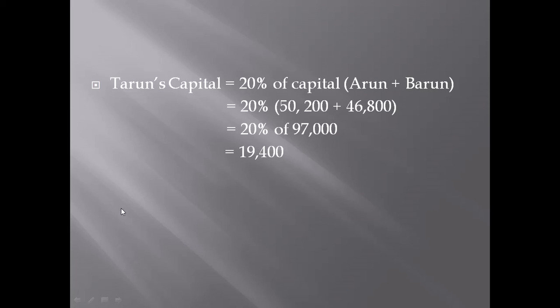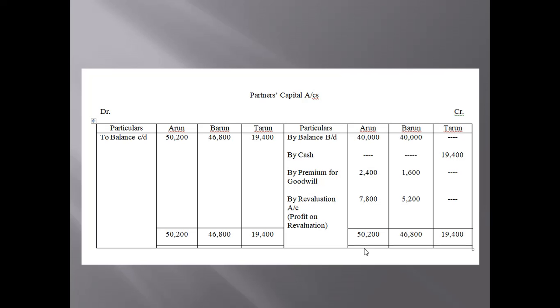You can even show this for the share of goodwill of Tarun also, 24,000 into 1 by 6 for the 4,000. You don't have to show it because it is already mentioned in the question. It is understood, but if you want to do it, you can. So I hope you have understood this. Now let us move on to the balance sheet.